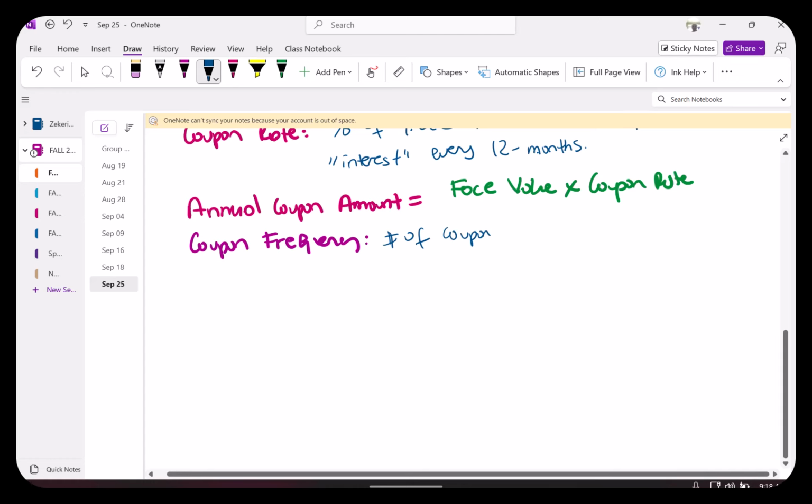Number of coupons for every 12-month period. Most US bonds are semi-annual. That means coupon frequency is 2. I'm going to designate coupon frequency with small case f.